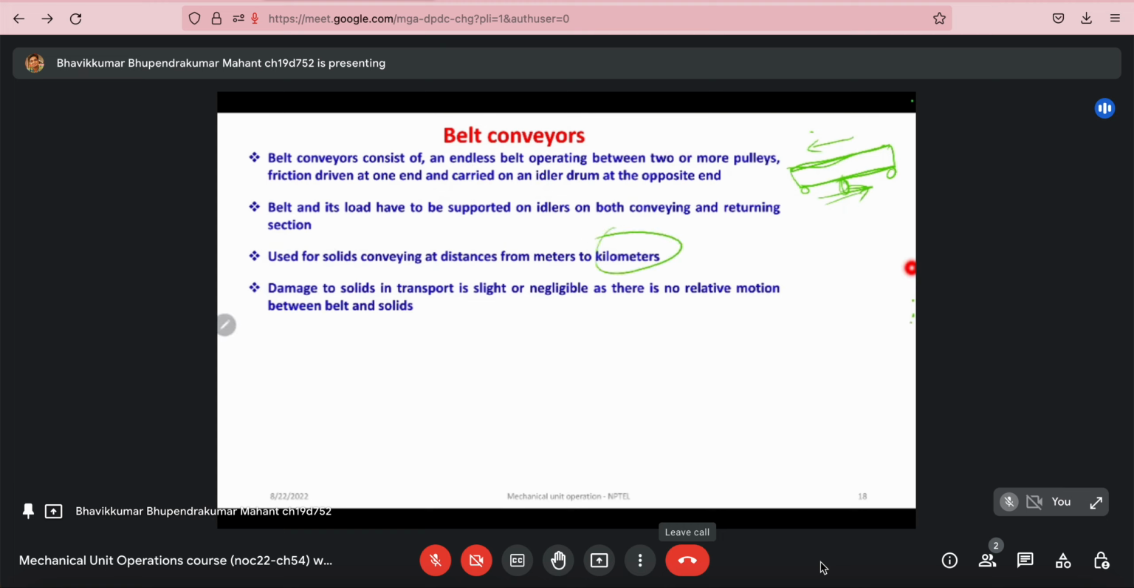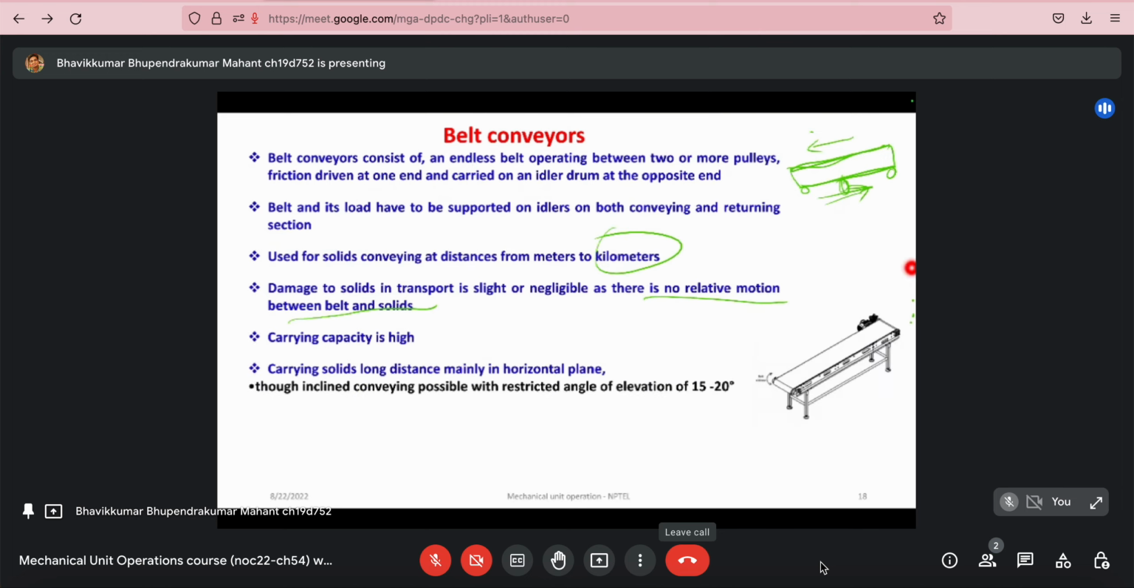So as you can understand, this is a very bulky system and it can be used for large scale transportation. Damage to solid in transport is slight or negligible, as there is no relative motion between belt and solids. Carrying capacity is high. As you can see, the area is much larger, so the capacity of conveying the material is also large.